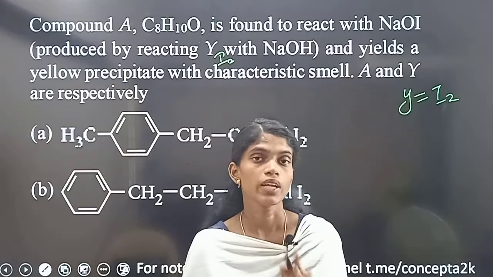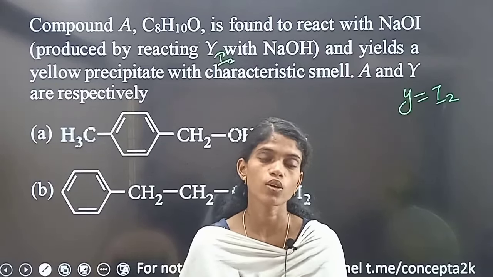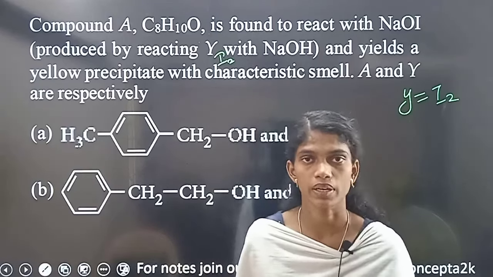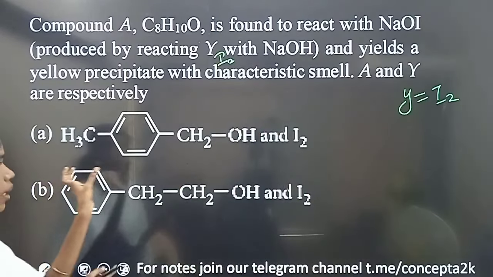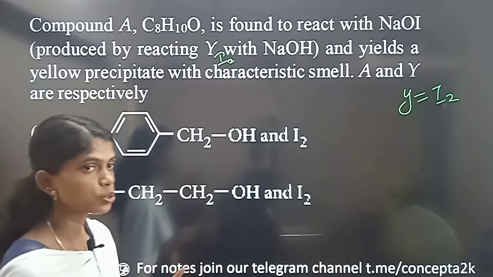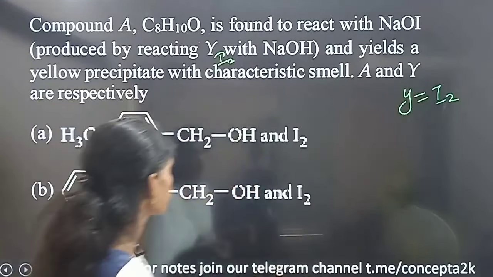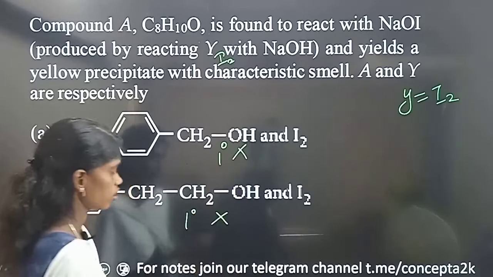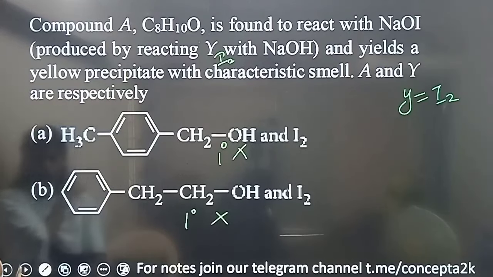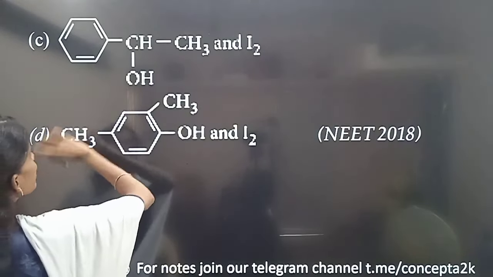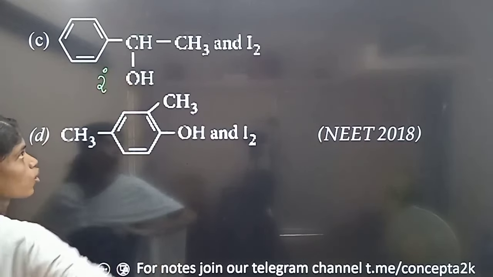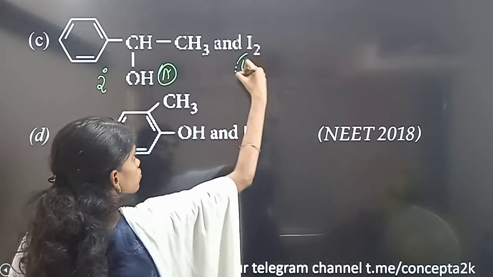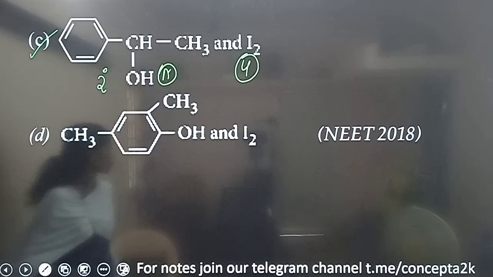Iodoform test will be given by only secondary alcohols. Other alcohols do not react in the iodoform test. So in the options, we look for a secondary alcohol. This is a primary one. No, this is also primary. So this is not our answer. Next, yes, this is a secondary alcohol. This is A and this is Y. So option C is the right answer.